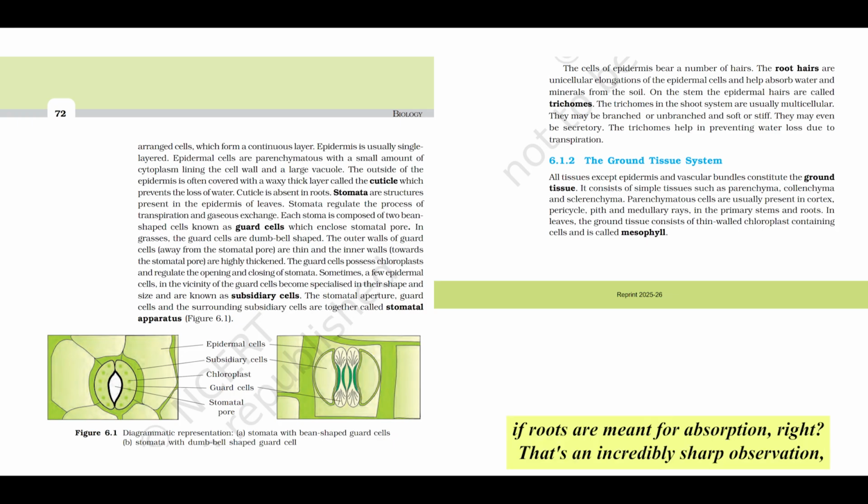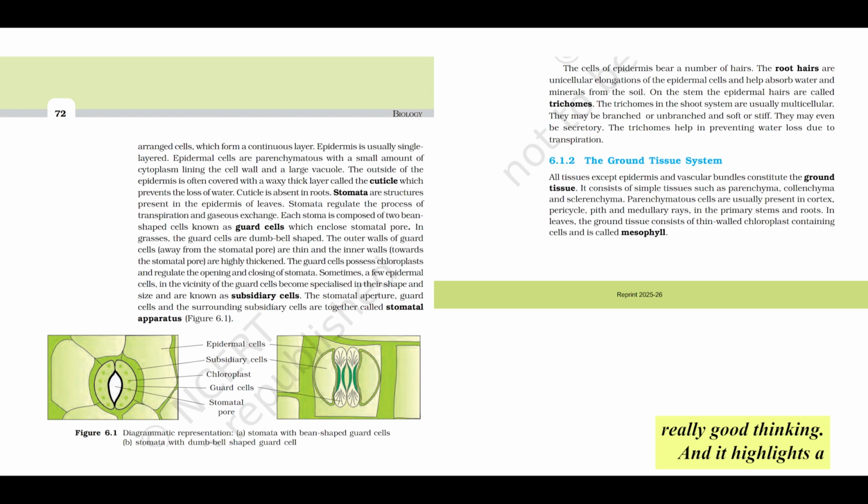That's an incredibly sharp observation. Really good thinking. And it highlights a crucial detail that's often tested in exams. You're absolutely right. The cuticle is specifically absent in roots. And your intuition is spot on for the reason. Roots have the fundamental role of absorbing water and minerals from the soil. That's their main job. Now, if they were covered with a cuticle, it would hinder that. The cuticle's functions are first, transpiration, which is that controlled loss of water vapor from the plant, and second, gaseous exchange. This involves taking in carbon dioxide, the raw material for photosynthesis, and releasing oxygen, which is the byproduct of that process.